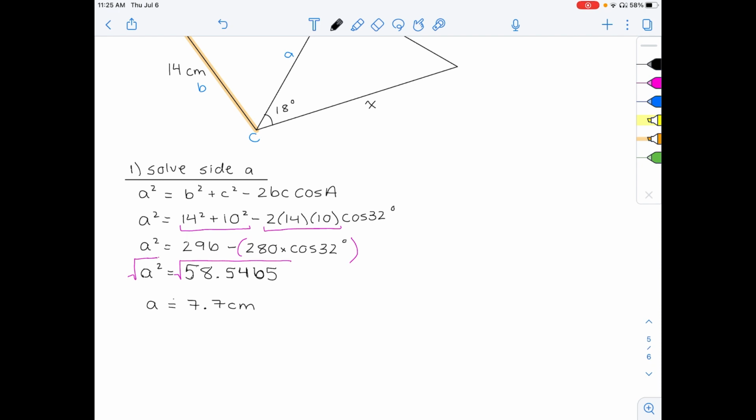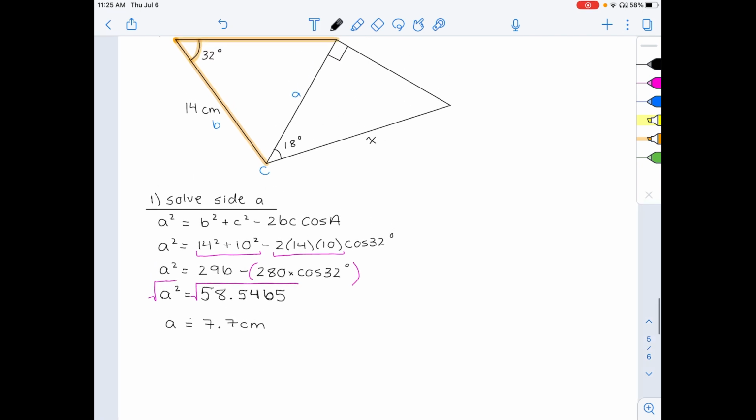Remember, for side lengths, we will round to 1 decimal place. Sometimes, because it is an intermediate step, meaning I have to use that side to solve for something else, I might keep 2 decimal places. It's fine if you just keep 1. Typically, that's how I'll do the solutions. But because you're using side a to solve side x, it might be nice to either save that number to the memory on your calculator or to include a few more decimal places.